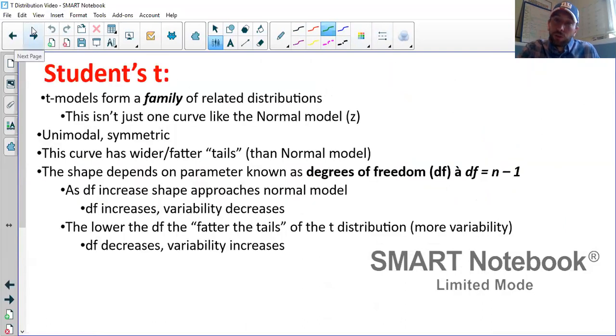The t-distribution is called Student's t. It was developed by a statistician named William Gossett, who worked for the Guinness Brewery. He was the quality control engineer. I think that just means taste tester, but it sounds fancier. But he was also a math genius, obviously.